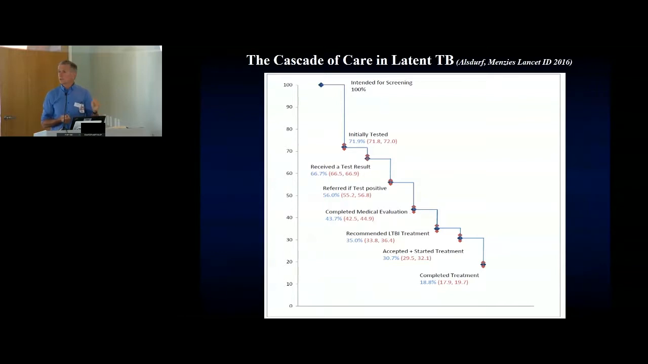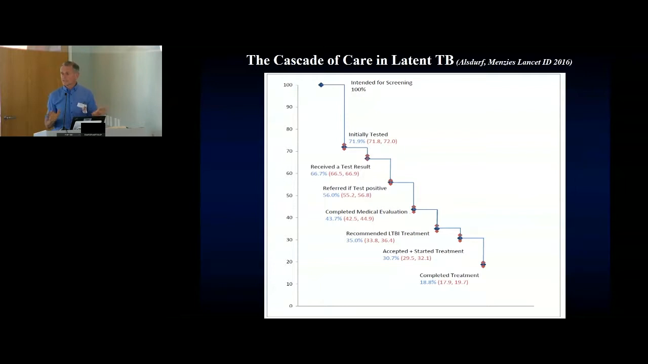then those who are tested who get a result, because there's always dropouts. People don't come back for reading, they get an IGRA, they don't come back for a test result. If their test is positive, do they even get to the next stage of seeing someone about that? Then, if they get to the next stage, do they complete the medical evaluation? And this, the chest x-ray, is one big barrier here. If they get through that, they have to get to the provider.